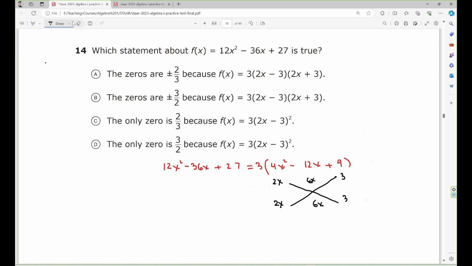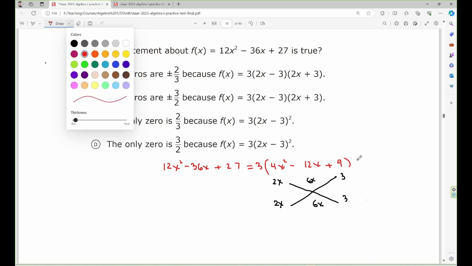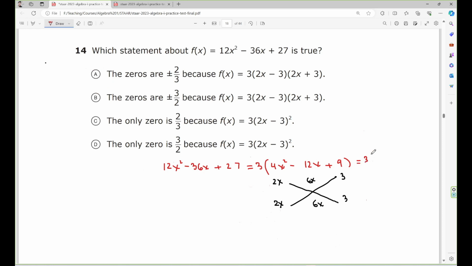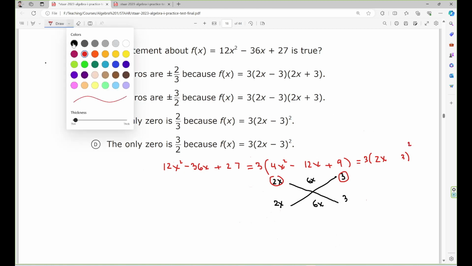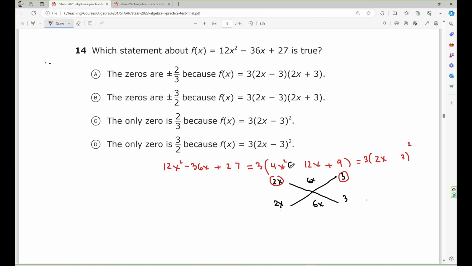So it turns out to be 3 times 2x, and then this is 3, close parenthesis, squared. Now, this subtraction sign over here, you copy it over here. If it's a minus sign, this is a minus sign. If it's a positive sign, this must be a positive sign.